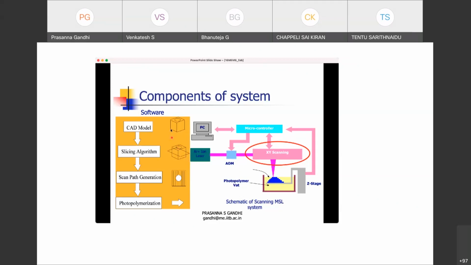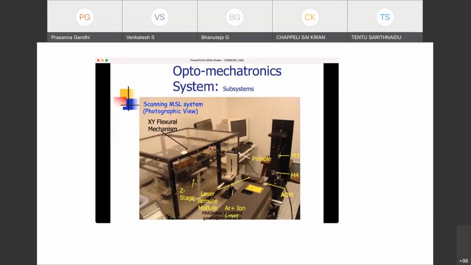So the same process: we start with the CAD model, we have some kind of a slicing algorithm to generate the scan path, and then we photopolymerize the resin along this scan path, and then we generate this component. Okay, and this is a system that we have set up in our lab.